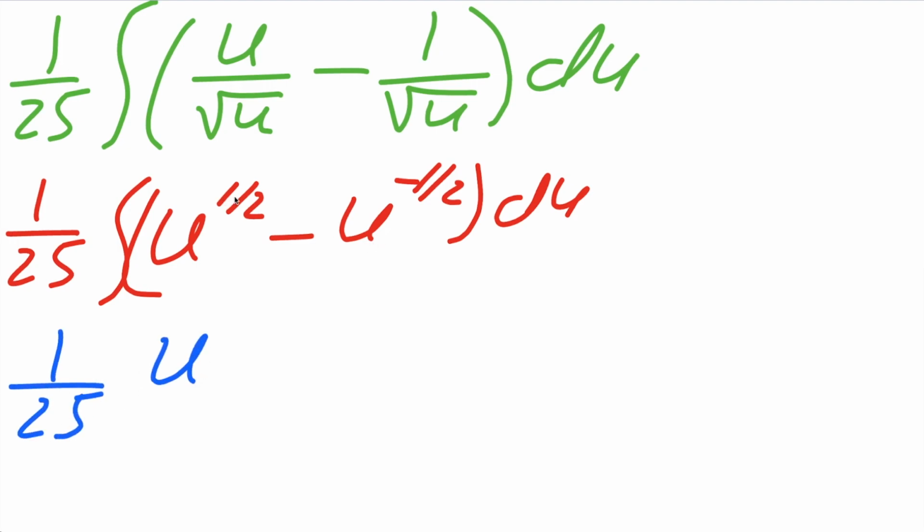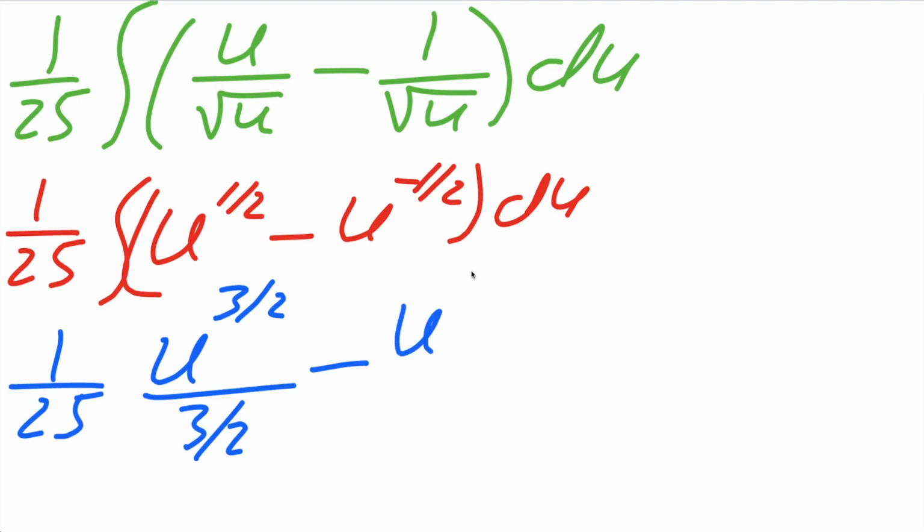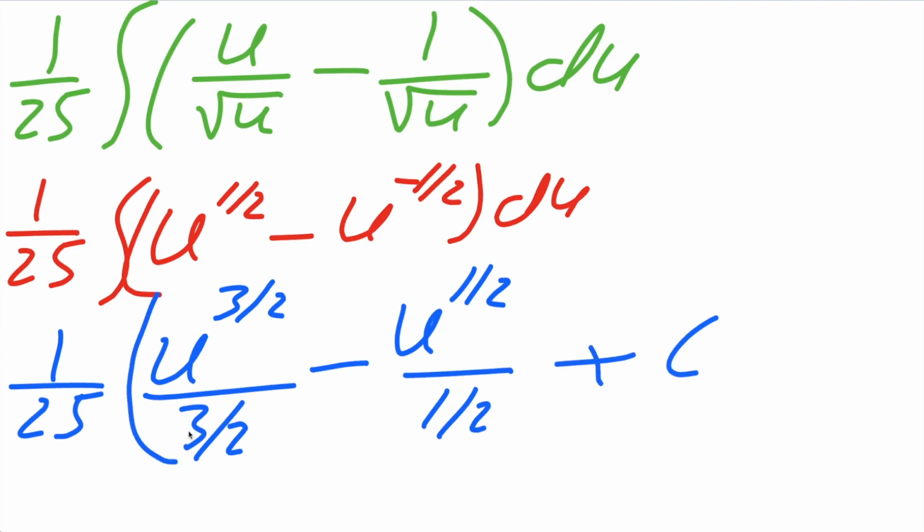So now we have a regular kind of problem, so we'll get 1 divided by 25, u. Now we have 1/2 in the power, so we add 1, we get 3 divided by 2 as our exponent. Then we have to divide by 3 divided by 2, minus same thing. Negative 1/2 plus 1 would give us raised to 1/2. We have to divide by 1/2. And don't forget the plus c. Also, I had to keep a parentheses because this 1 divided by 25 goes through everything.